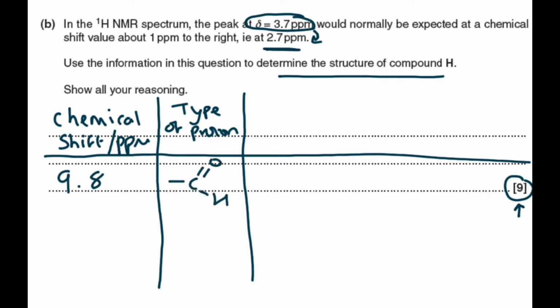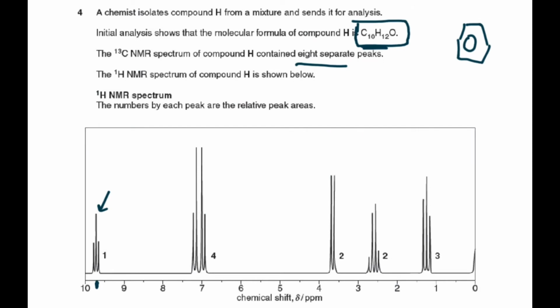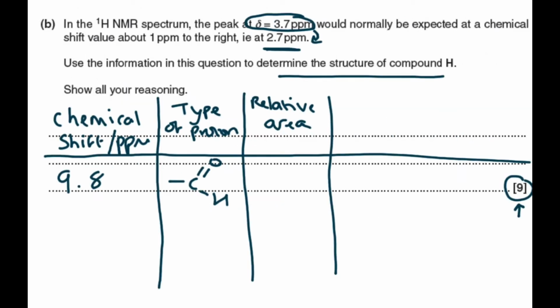Okay, then your next column, if you put your next column as relative area, which is the area underneath the peak, the integration, for that peak is this number here, which is number 1, and that tells you that there is one identical hydrogen. Okay, so one H has made this peak. Well, that's kind of obvious because it's this hydrogen here, but still it's good to have it written down.